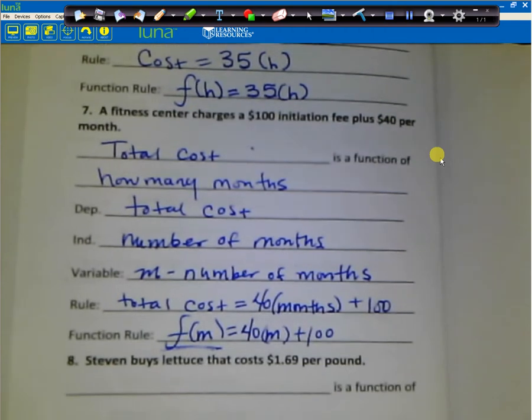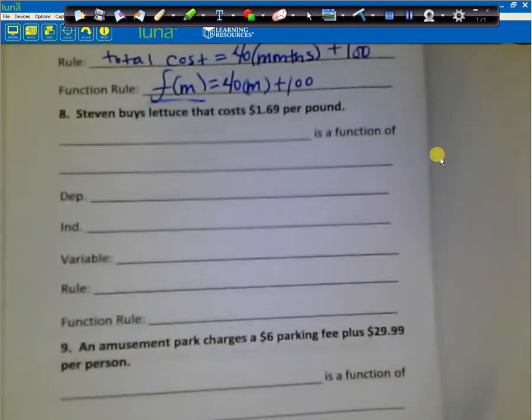Let's look at number 8. Make sure you have all that down before you move on. You can pause the video if you need to. Let's look at number 8.